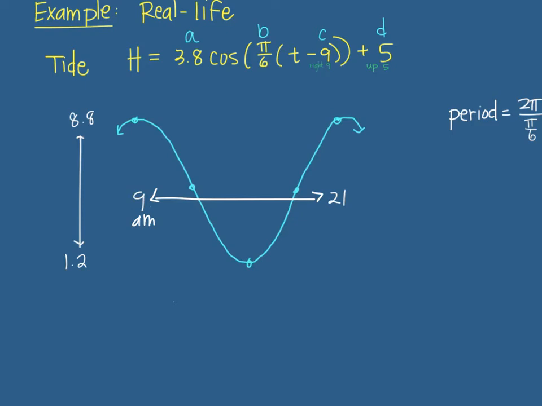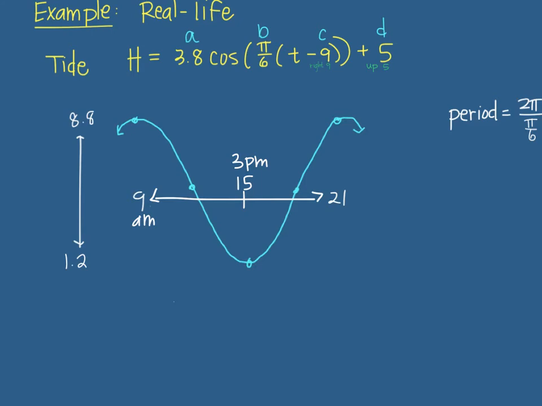Okay, when is low tide? Okay, we got to figure out halfway between 9 and 21. Okay, halfway between 9 and 21 is 15. Okay, well, what's 15 o'clock? 3 p.m., so that's 3 p.m. And low tide at 3 p.m. is how much? 1.2 meters.